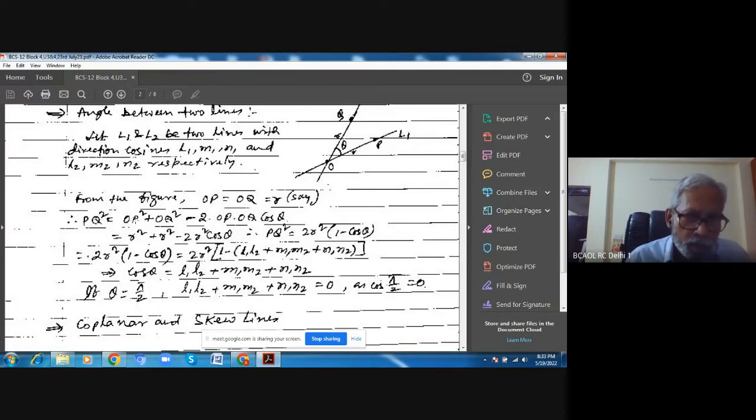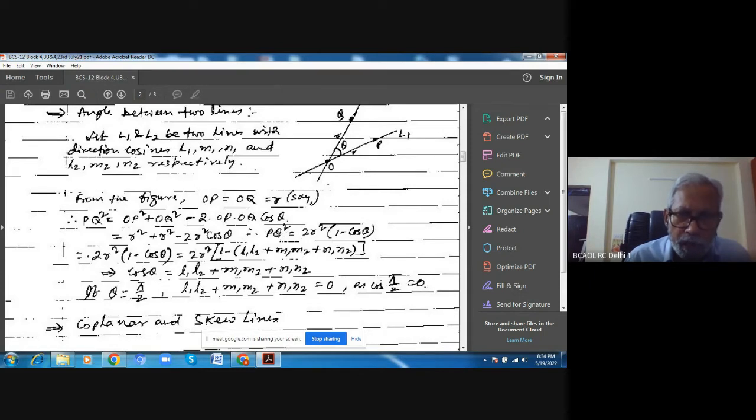Now PQ square is equal to, we know, OP square plus OQ square, basically the distance formula, based on the distance formula, minus 2 into OP into OQ, which is making an a square plus b square formula basically, and this part is coming this way. Or OP actually, we are considering it as R, in both cases R, so R square plus R square minus 2R square cos theta.